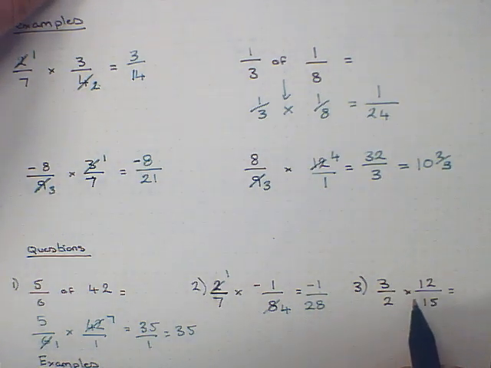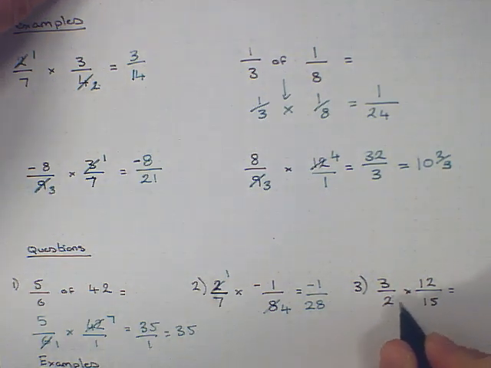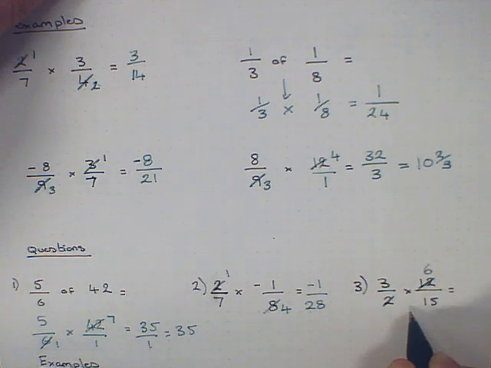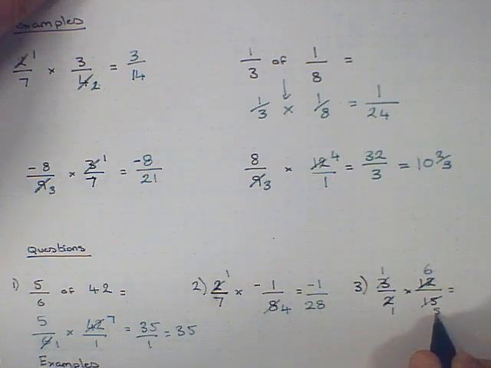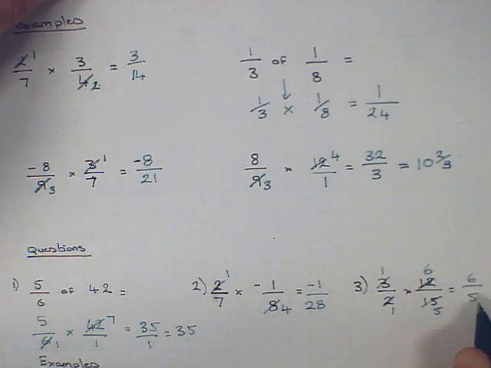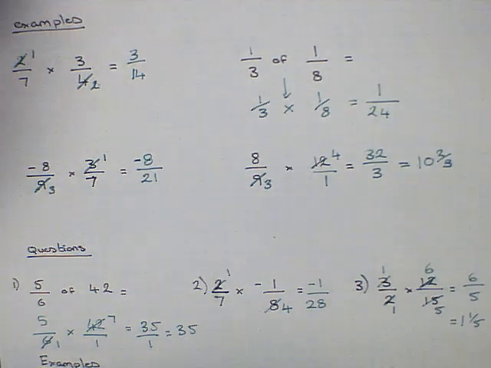And then the last one, 3 halves multiplied by 12 over 15. The 2 and the 12 are in the same times table. I'll look across first, so that's going to become a 6 because we're dividing by 2. That's going to become a 1. 3 and 15 at the same time, they're both in the 3 times table. So that becomes a 1. That becomes a 5. And now I can multiply across, so it becomes 6 over 5, which is the same as 1 and 1/5. Okay, nice and straightforward.